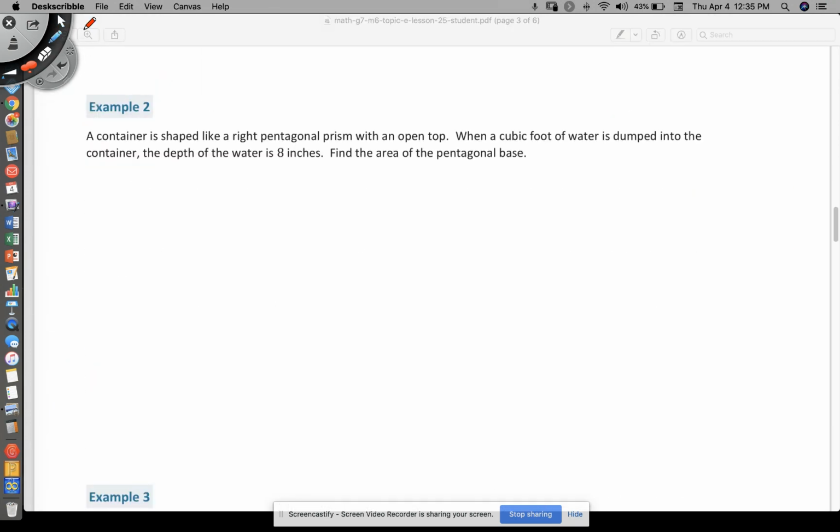This one says, a container is shaped like a right pentagonal prism with an open top. That means there is no top. It's like an empty box with no lid. When a cubic foot of water is dumped into the container, the depth of the water is 8 inches. Find the area of the pentagonal base.